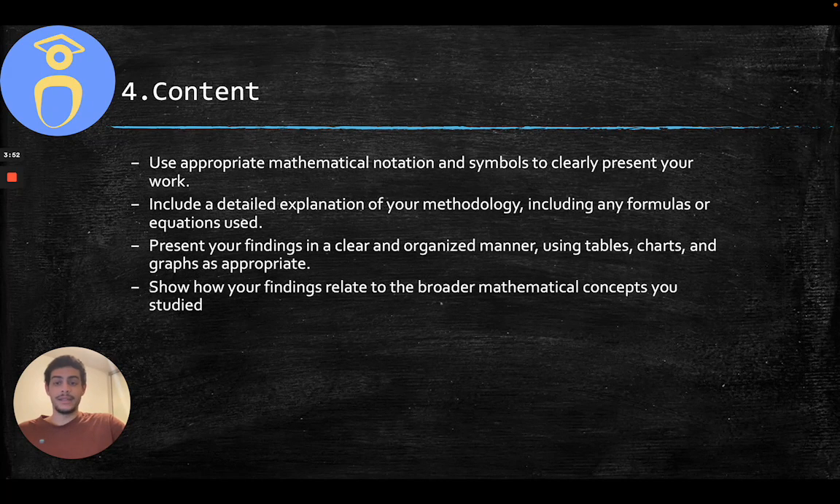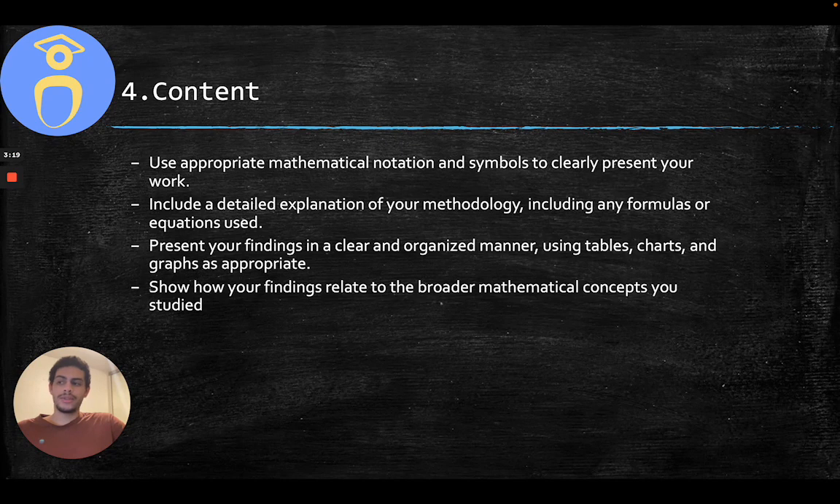Fourth step is the content. You want to use appropriate mathematical notation and symbols to clearly present your work throughout your IA. This is going to help you communicate your ideas effectively and demonstrate your understanding of the mathematical concepts that you're writing about to the marker. You also want to include a detailed explanation of your methodology, including any formulas or equations used. This is going to help the reader understand how you've arrived at your findings. It's also going to demonstrate your understanding of the mathematical concepts that you are using.